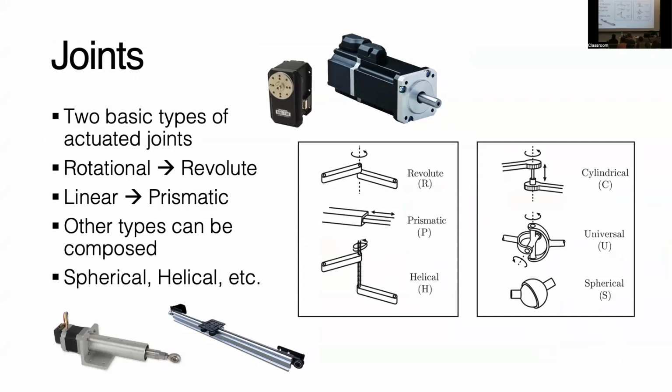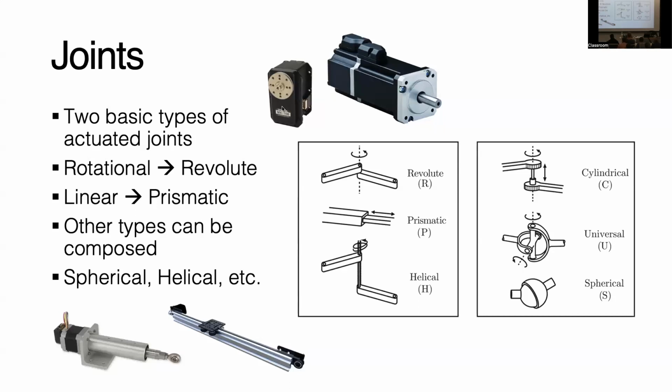There are 2 basic types of joints you have in a manipulator. You can have a mechanism that can rotate, or a revolute joint, and you have a mechanism that can linearly translate, and we call this a prismatic joint. And then you can compose other types of joints from these 2 basic joints. If you have a revolute joint and a prismatic joint, you can make a helical joint, which rotates but also translates as it moves.